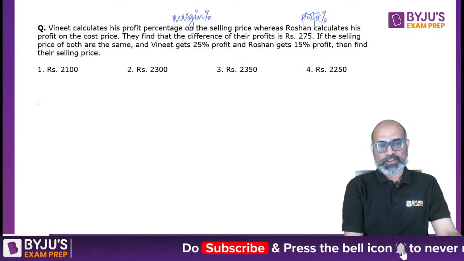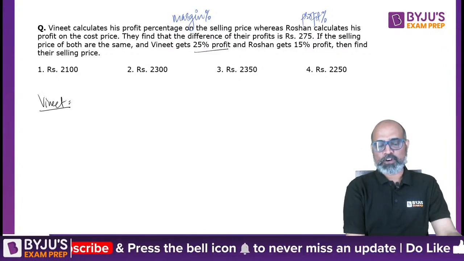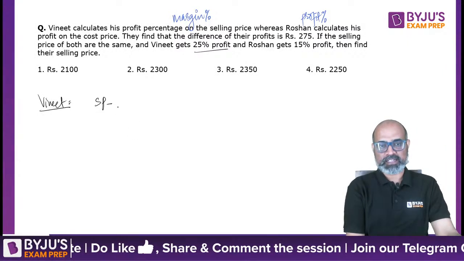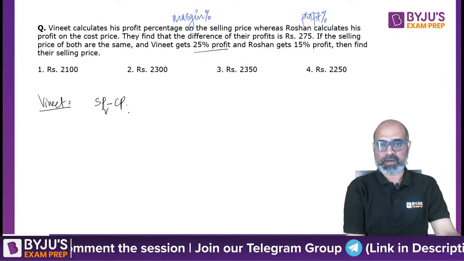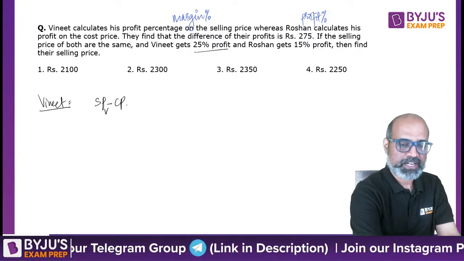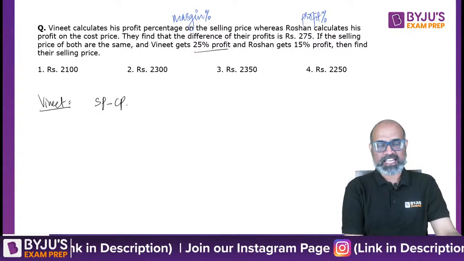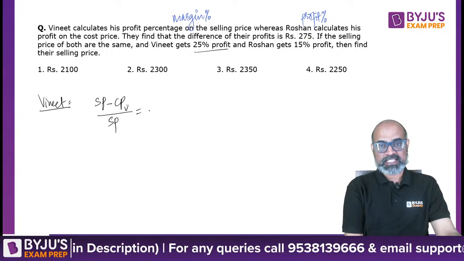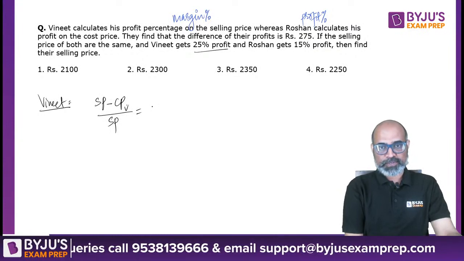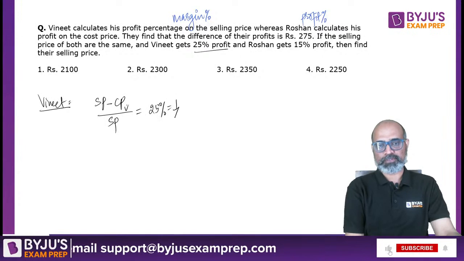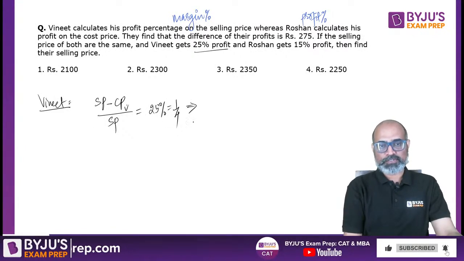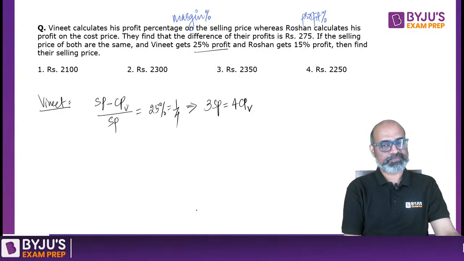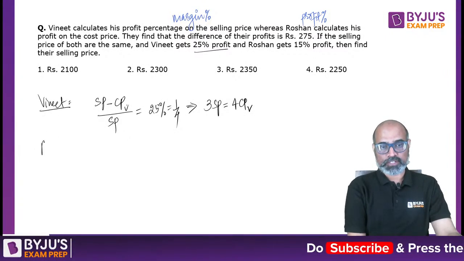So if I talk about Vinith, Vinith's profit percentage is 25%, right? So for Vinith, we will say selling price minus cost price. So selling price of Vinith minus cost price. It's given that the selling prices of both are the same, right? So we will not use selling price of Vinith. We will write selling price minus cost price of Vinith upon selling price, because he is calculating on selling price, right? This is given as 25% profit. So this is 1 by 4. So if we solve this, we will get 3 times selling price is equal to 4 times cost price of Vinith.